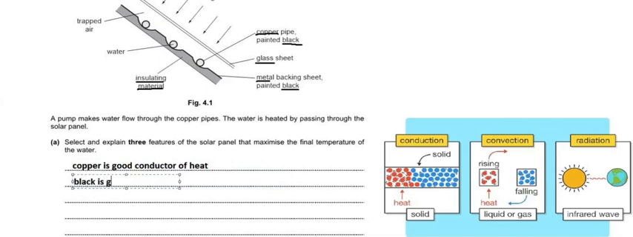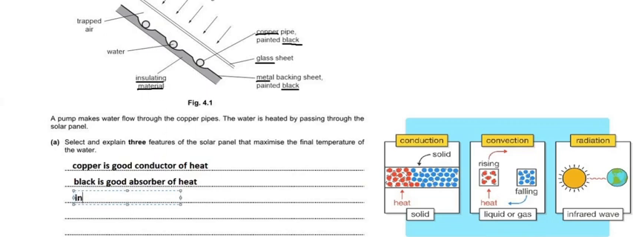and we can write down the black color, or black is good absorber of heat. That can be our second point. We can also write down it is a bad reflector of the heat. So that is our second point. The third point you can write down about this insulating material. What is the role of this insulating material? That basically reduces the heat loss.